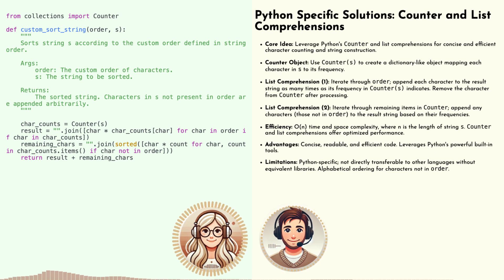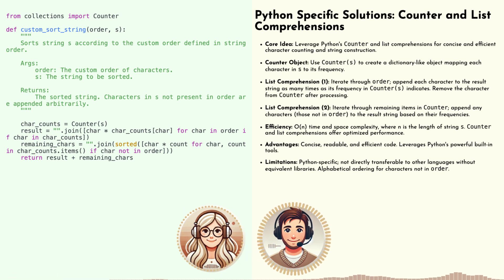List comprehensions allow us to build that sorted string in a very compact and readable way. We can leverage those counts from Counter to make sure we add the right number of each character in the right order. So we're still prioritizing based on order. Exactly. For each character in order, we check if it's in our counter and has a count greater than 0. If it does, we append it to our output string that many times. Do we have to remove it from the counter after we use it? No, not necessarily. List comprehensions in Python handle that repetition based on the count. We don't have to manually manage it.